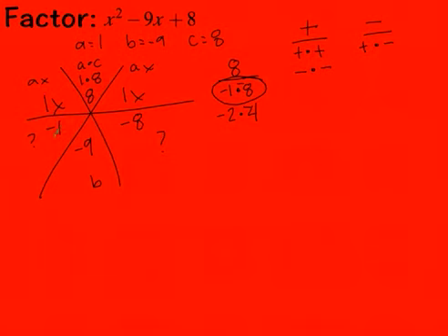So then I do 1 over negative 1, 1 over negative 8. Can't reduce either one of those. So they become my two sets of parentheses. X minus 1 times x minus 8. I could always check it using the box if I wanted to be 100% sure about my answer.